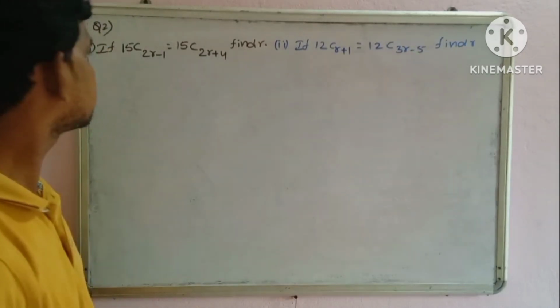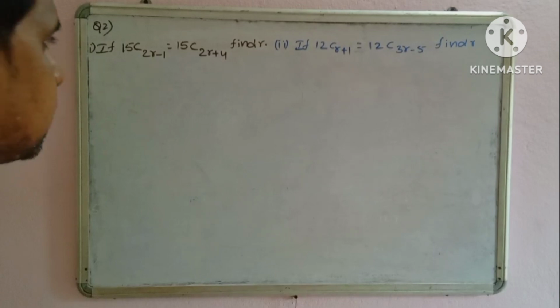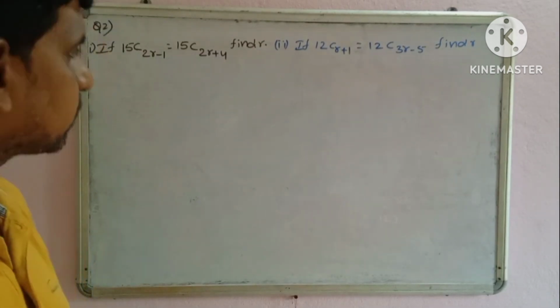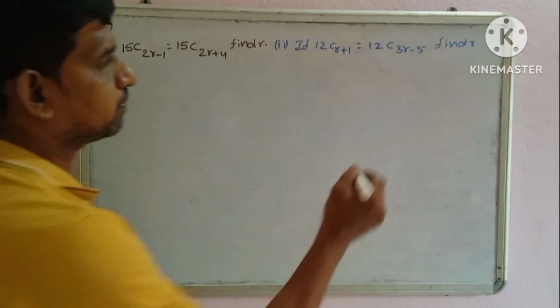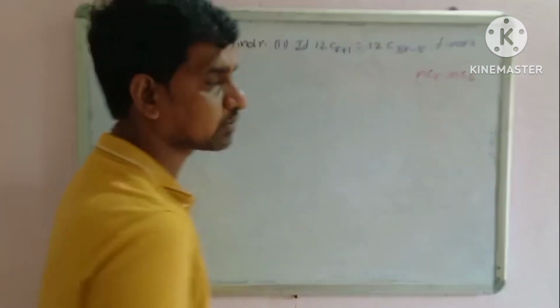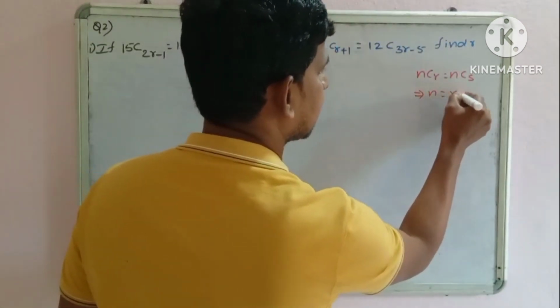Problem number 2. If 15C(r minus 1) equals 15C(r plus 4). We know that if nCr equals nCs, then n equals r plus s.